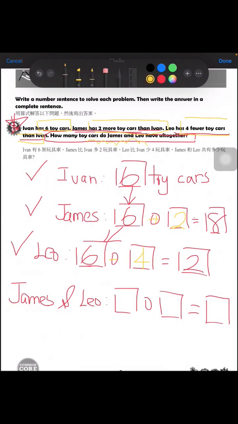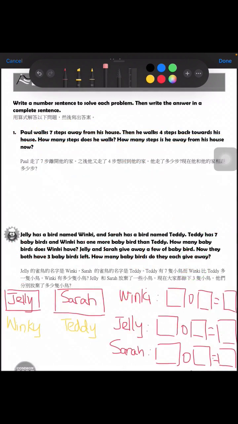Then, we have not finished yet. How many toy cars do James and Leo have all together? So 8 and 2. We have these two pieces of information, and because we see all together, we add them up. So 8 plus 2 equals to 10. So they have 10 toy cars all together. Good. Now let's move on to page 3, the owl question.